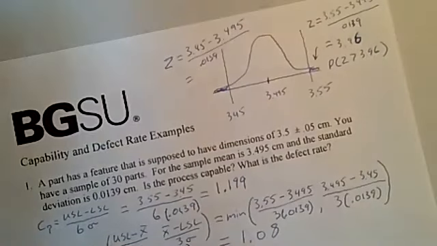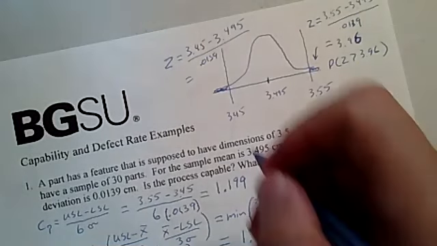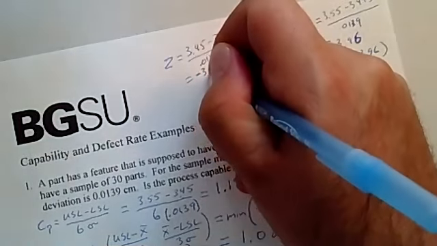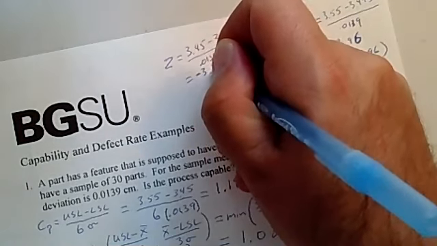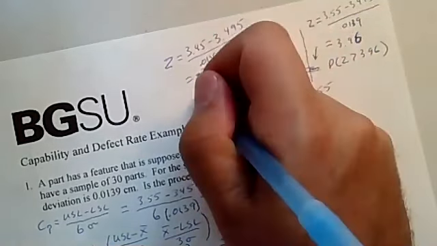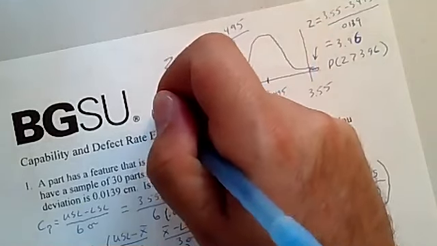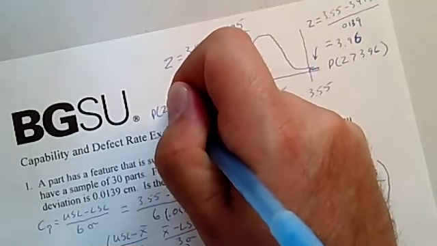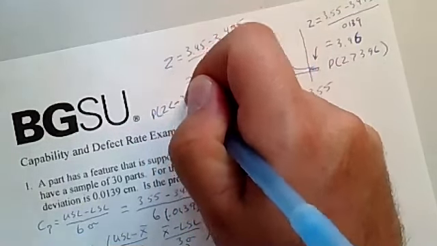Plug that into my calculator. 3.45 minus 3.495 is negative 0.045 divided by 0.0139. That gives me a z-score of negative 3.2, we'll round up to 4. So this probability can be written as the probability that z is less than negative 3.24.